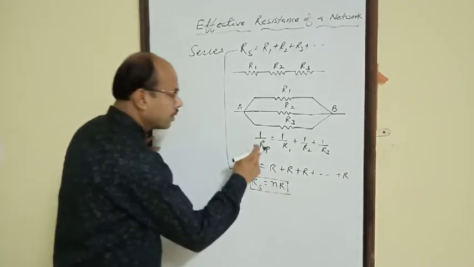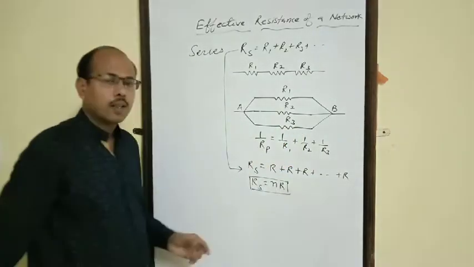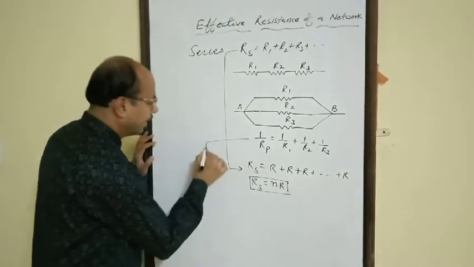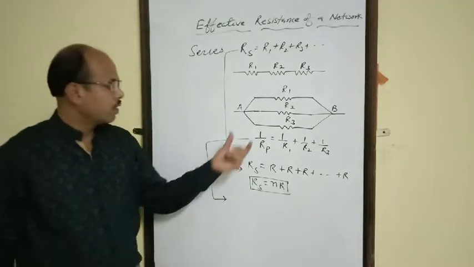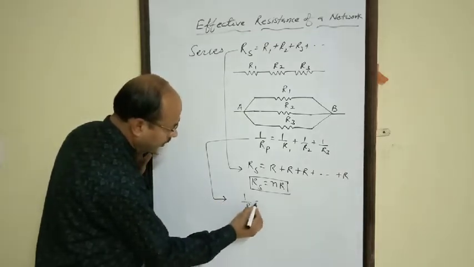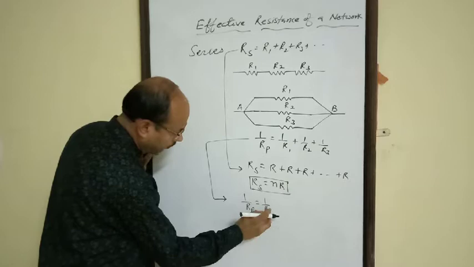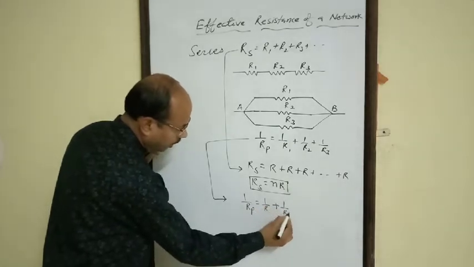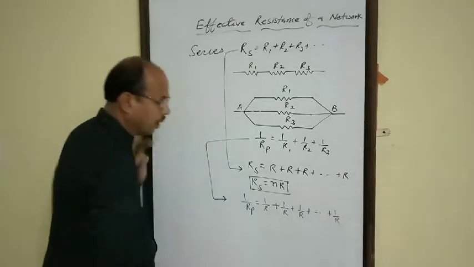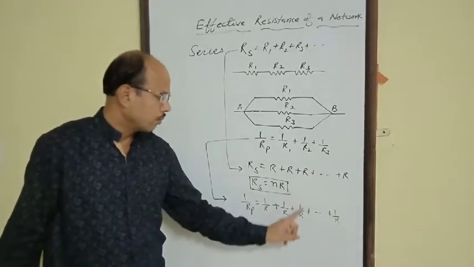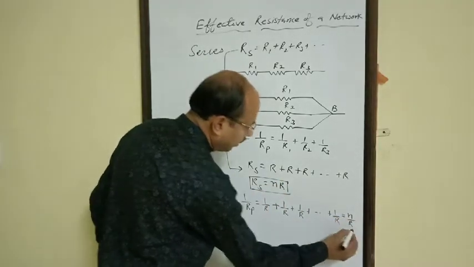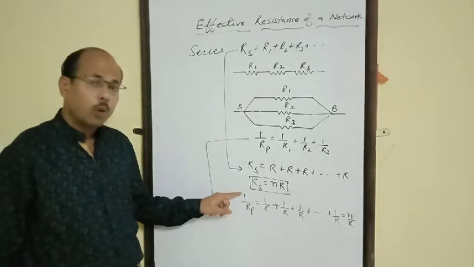Similarly, if the resistors which are connected in parallel have exactly the same value, which means they are identical, then we can again use a short trick, or a new formula: 1 upon Rp equals 1 upon R plus 1 upon R plus 1 upon R and so on. The final answer will be n by R. But this is the value of 1 upon Rp.